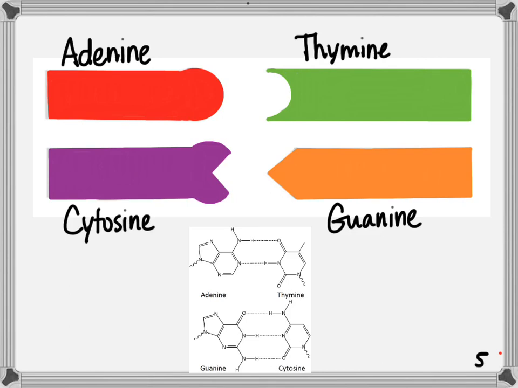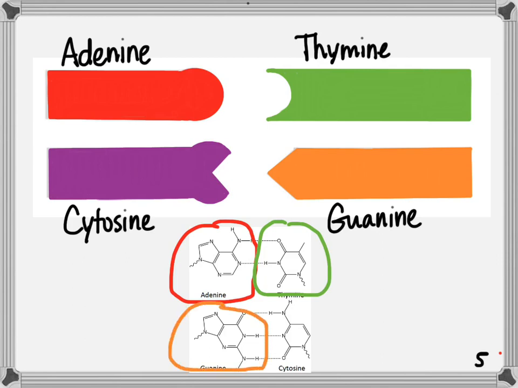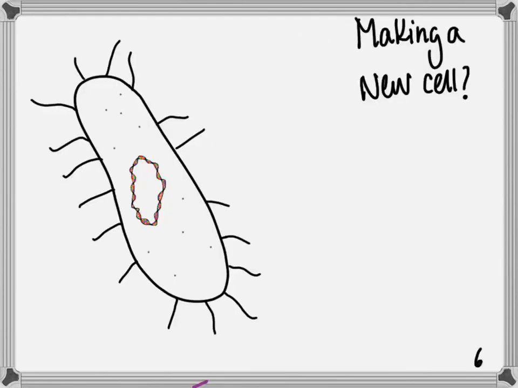Actually, they look a little bit more like this, and even that's a simplification of how they look. They're a bunch of atoms joined together in a very particular way. Adenine looks like that. Thymine, something like this. While guanine looks something like that. And cytosine like that. Maybe we could just stick to basic geometric shapes. I think that'll work. So what if you want to make a new cell?